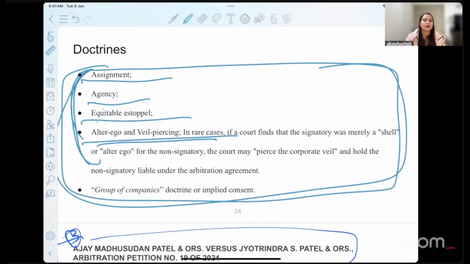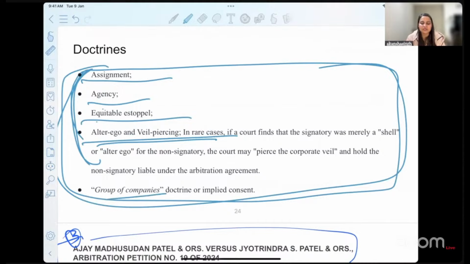Alter ego or veil piercing, how does this work? If, let's say, the signatory was merely working as a shell or alter ego of the non-signatory. These are all doctrines and theories if you have read companies law. In the recent judgment that we'll talk about, Madhusudan, our ex-CJI had clearly said that we acknowledge that the Companies Act considers the subsidiary and the parent company to be two entities. But if a situation exists wherein the subsidiary is working as a shell, in that case we will have to pierce the corporate veil and find out whether the non-signatory should also be liable to the arbitration agreement or not.